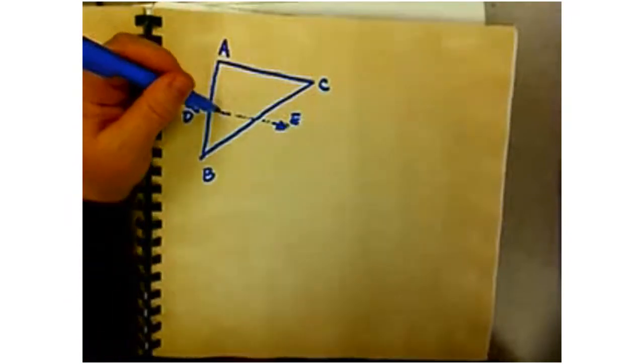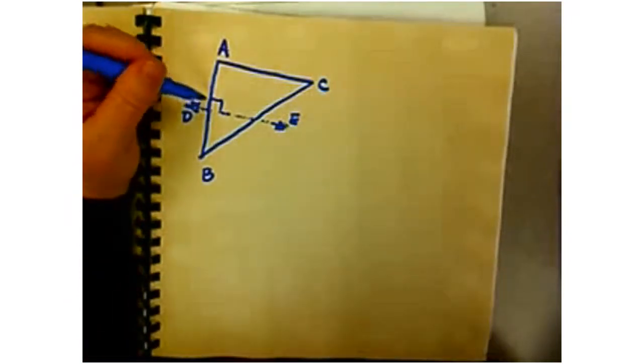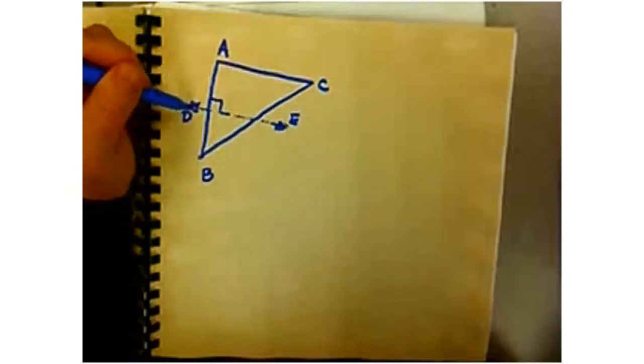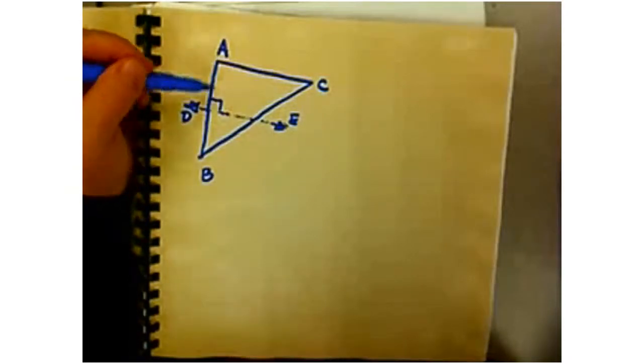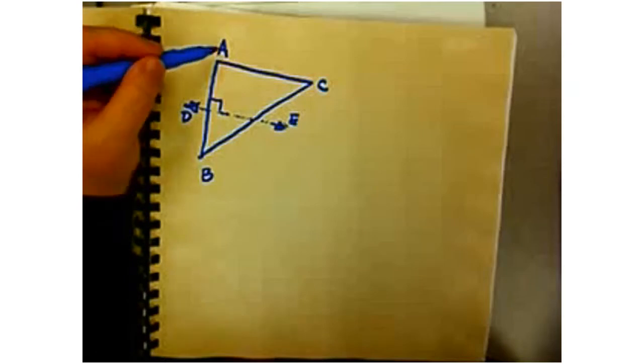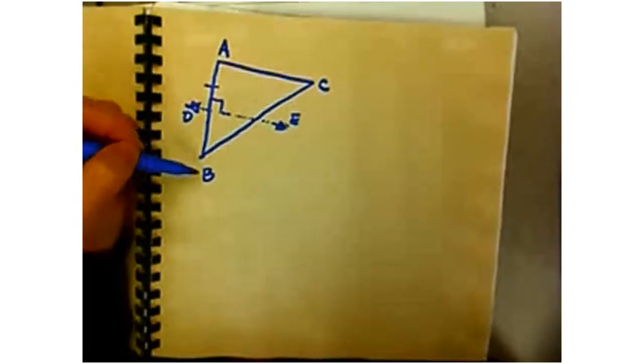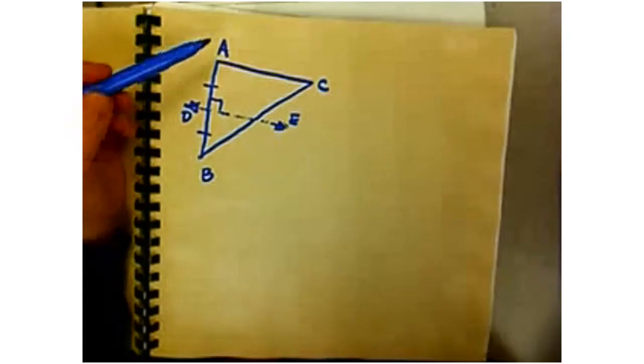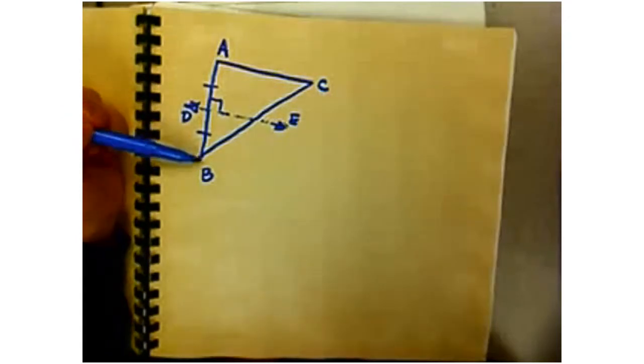It has a right angle indicator just above the line, so it's indicating that that line is perpendicular to side AB on the left. From A to D is a tick mark, and from D to B is a tick mark. So that's showing that AD is congruent to DB.